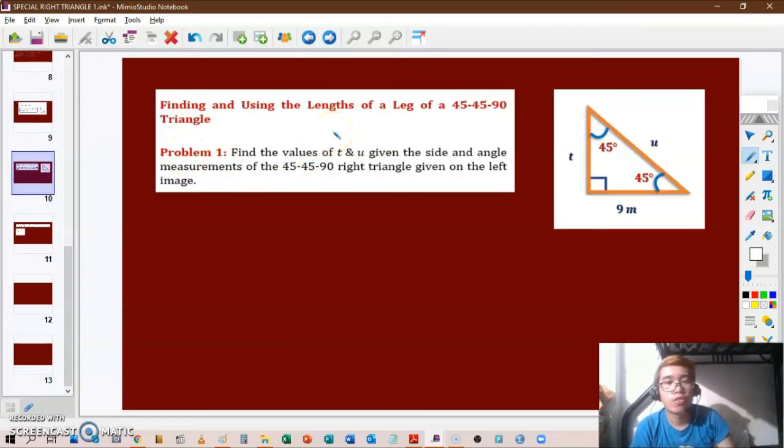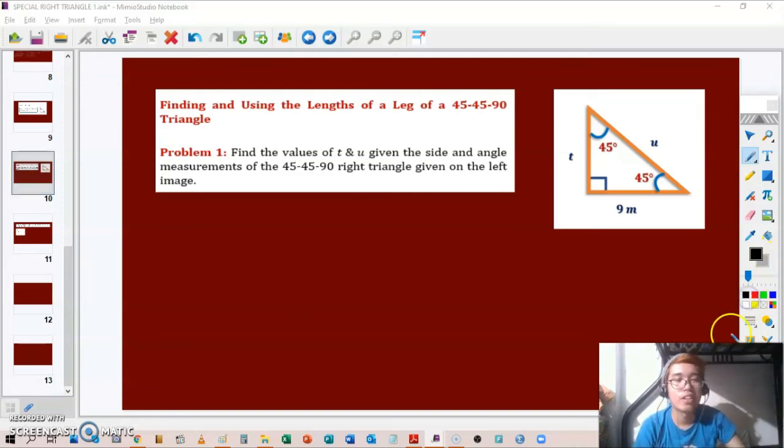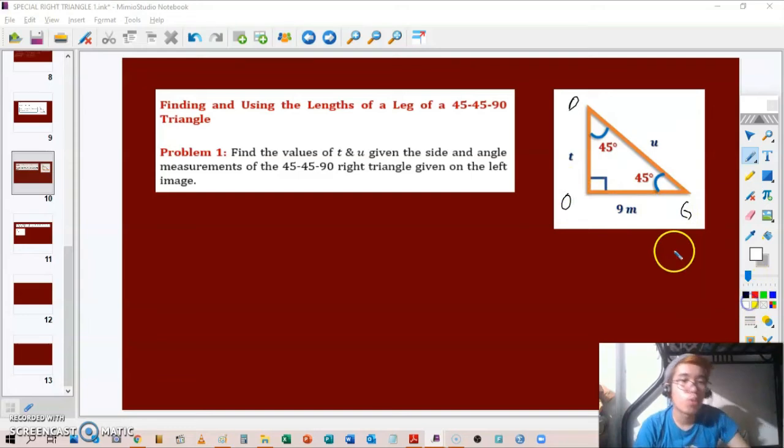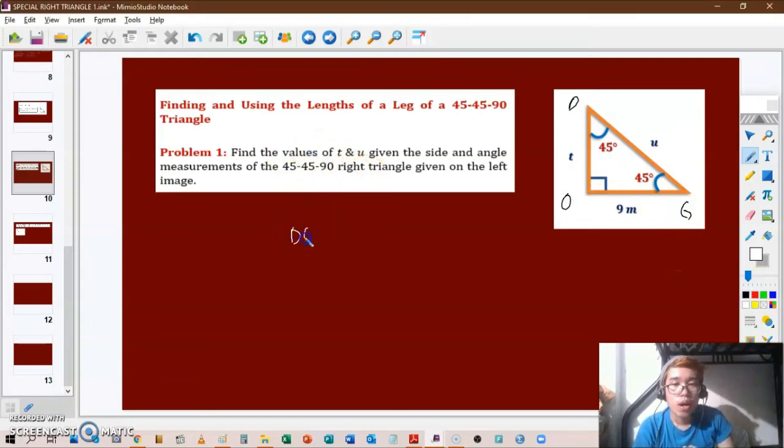Okay, so using the 45, 45, 90 triangle, let's say for example we have here a triangle. Let's name this triangle. It doesn't have a name, so let's say its name is DOG, triangle DOG, D-O-G. Let's say we want to find the value of DG and DO. So how do we find the measurements of sides DG and DO?